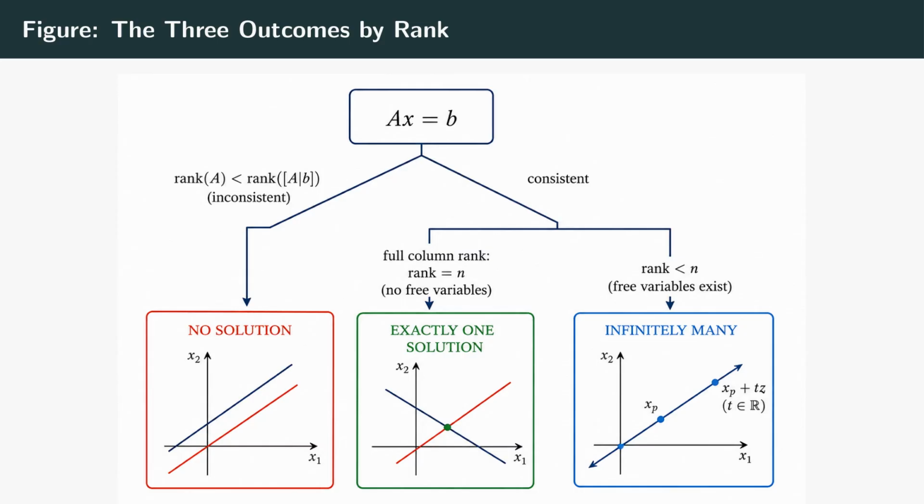If the system is consistent, we take the second fork, which asks about the columns. If the rank equals the number of columns, full column rank, there are no free variables, the null space is just 0, and we land in the green panel, exactly one solution, two lines crossing at a single point. But if the rank is less than the number of columns, free variables survive, the null space has real directions in it, and we land in the blue panel, infinitely many solutions, drawn as a particular point plus an arrow of freedom along the null space. 3 panels, 3 outcomes, and rank is the quantity steering every fork.